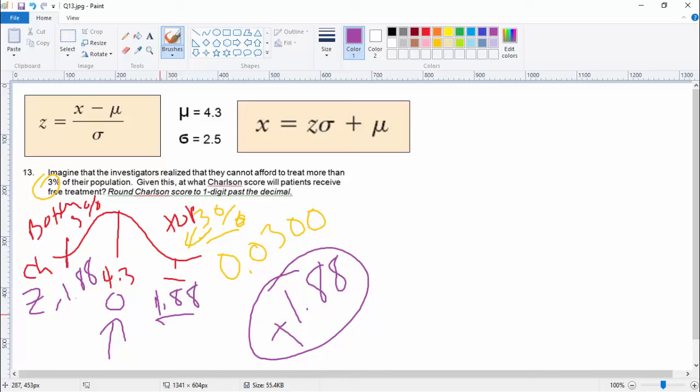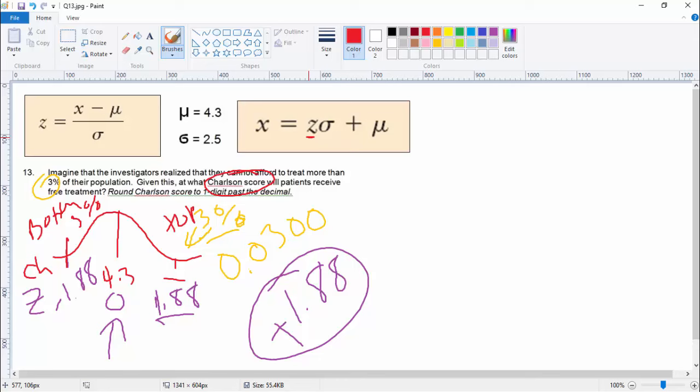Well, why did we even do that? Because ultimately we're going for an X, right? Remember, we wanted to say at what Charlson score, and that's our X here. We couldn't get to our X unless we had a Z, because you need a Z in this equation. We had the other two things, but what Z were we going to use? Okay, now we're ready. We got our Z. So let's go and calculate that.